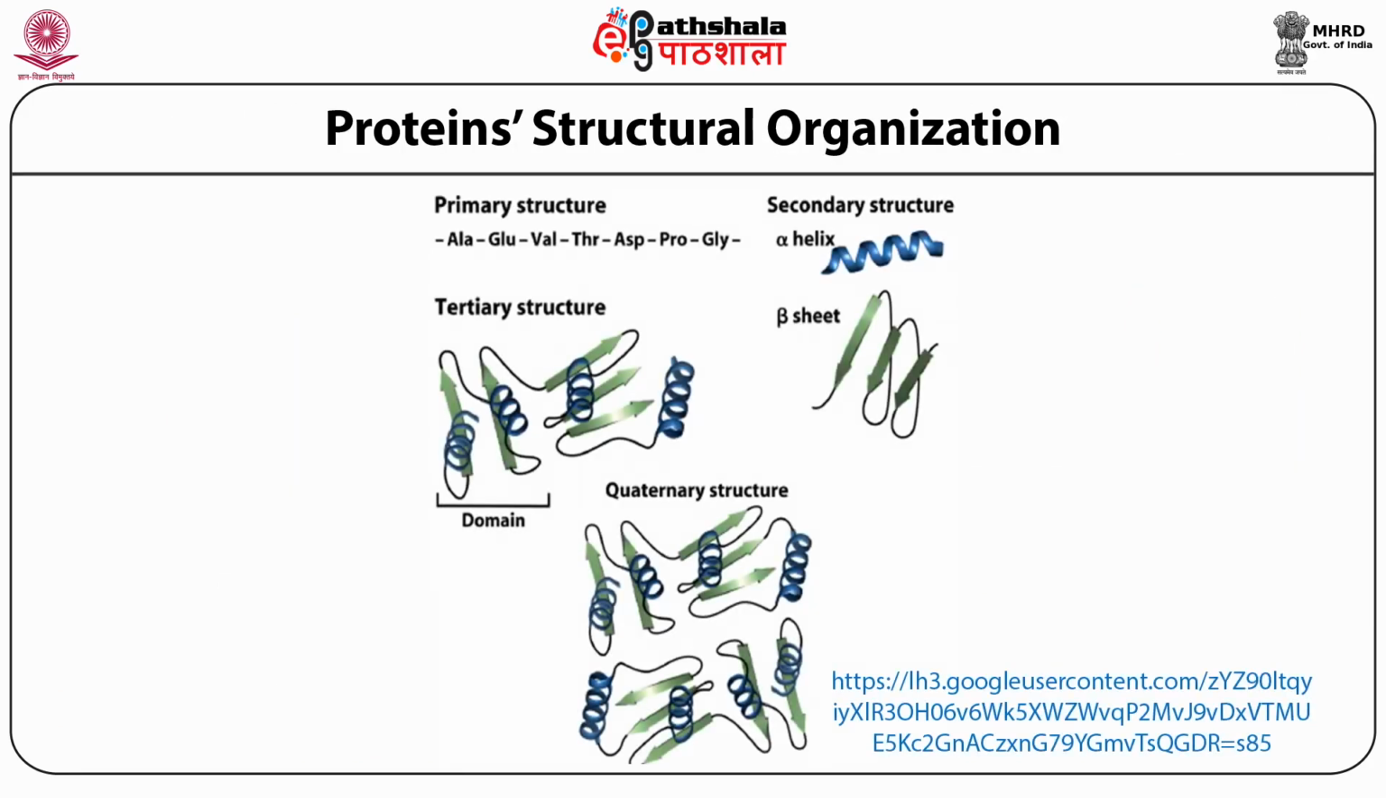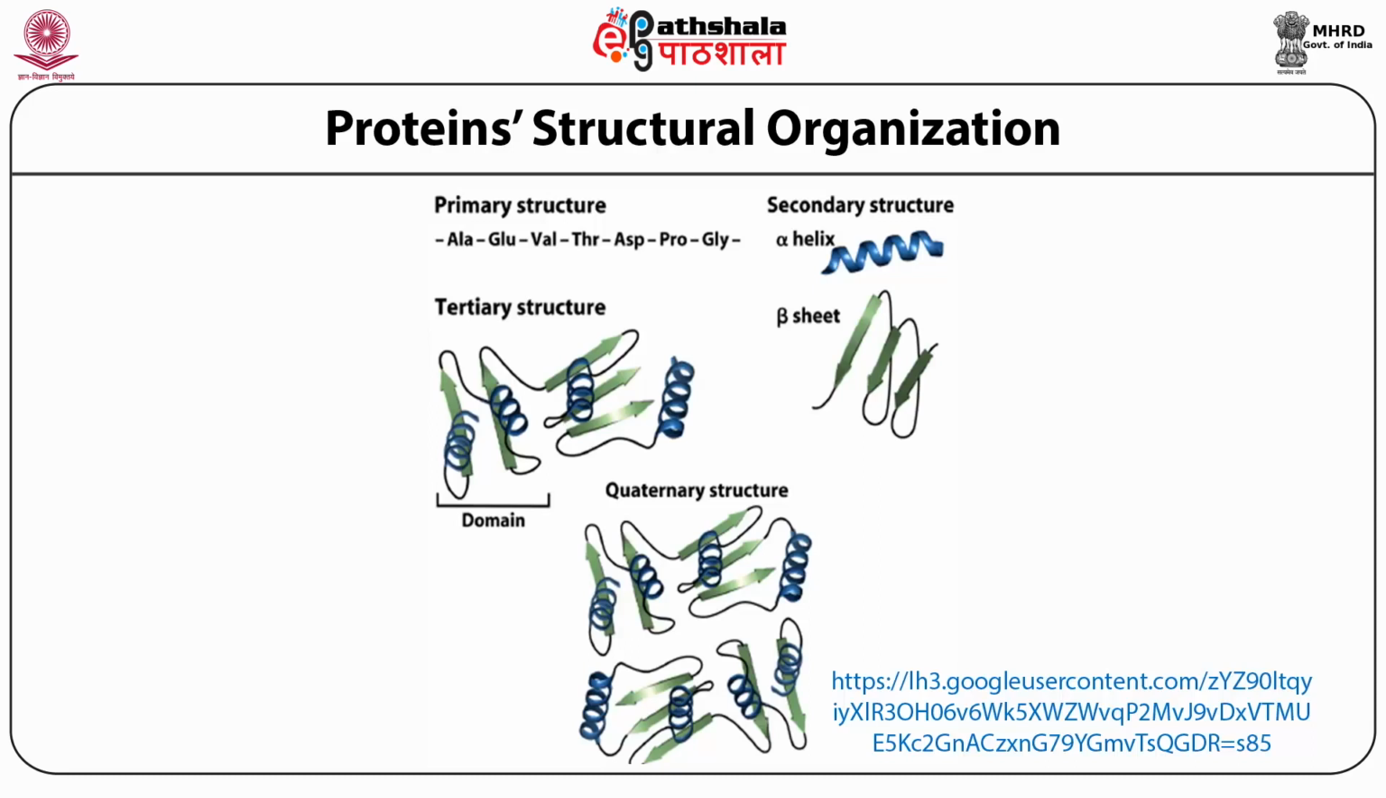Now, coming to protein structural organization. Proteins are unbranched polymers constructed from 22 standard alpha amino acids. They have 4 levels of structural organization, and that is the primary structure. The amino acid sequence is specified by genetic information.